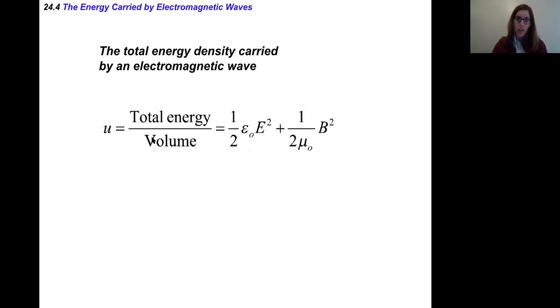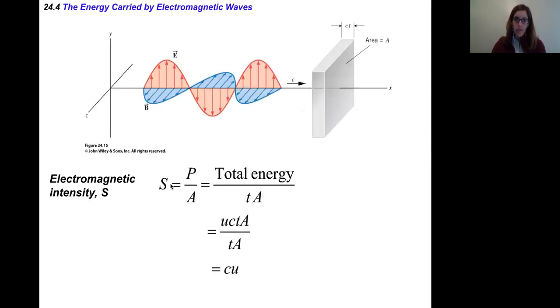Now, more often than not, rather than work in terms of energy density, we'd rather work in terms of intensity, which we'll see is closely related to energy density. So intensity, if we're talking about electromagnetic intensity, which is a little different than sound intensity, but is something you might have heard about if you've learned about sound, is going to be the power divided by the area. Capital P here is power. We know that power is the rate at which energy is used. So here they've plugged in the total energy divided by time for the power, because power is energy over time.